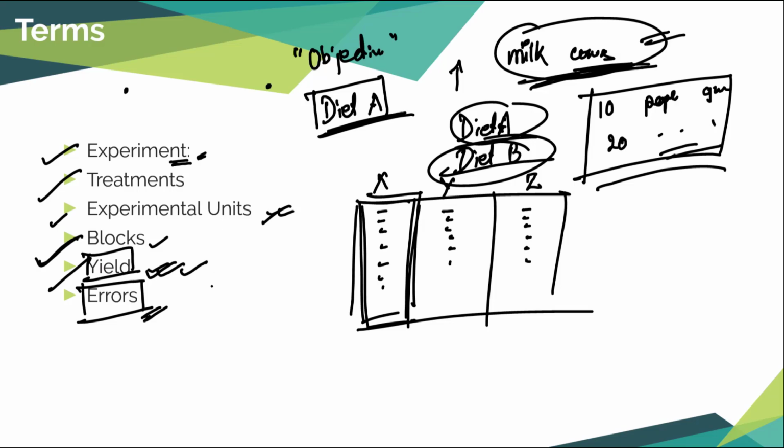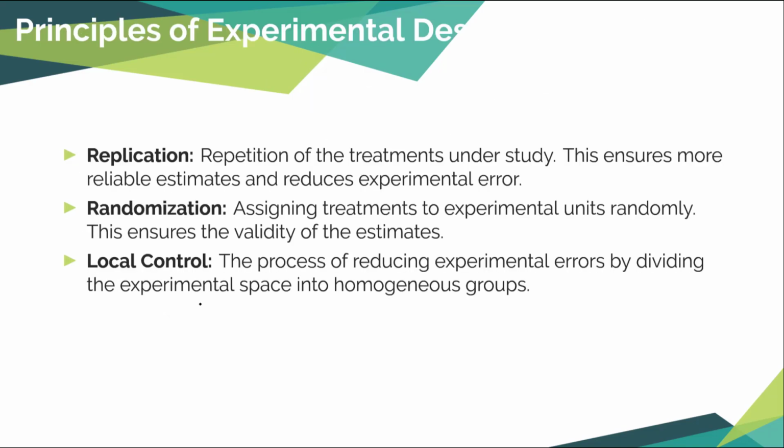error. The lesser the value of error, the better is your experiment, right? You don't want to attribute a large amount of error. The higher the value of error, the weaker is your conclusion, right? So these are the terms that we normally use in a design of experiment.